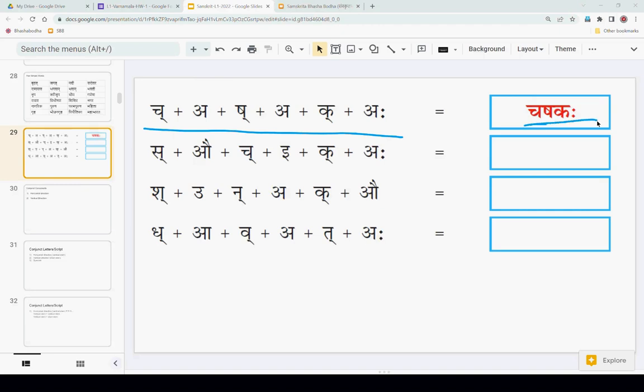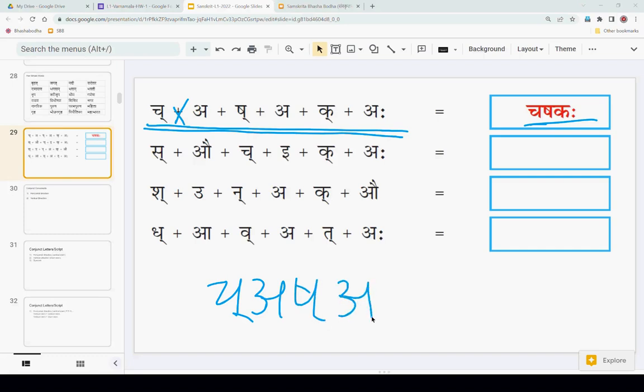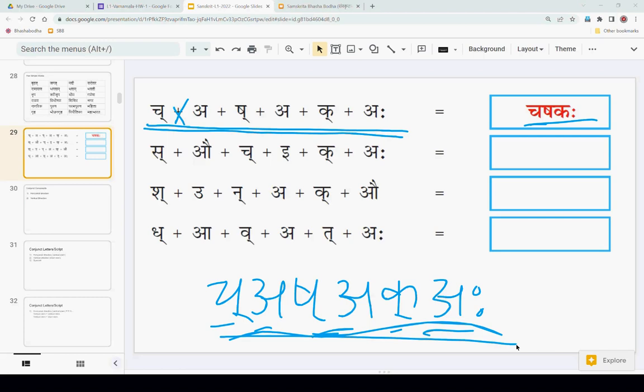Suppose instead of writing with the plus, you write continuously one after another: cha, sha, ka, and visarga. Then how do we say this? We can try to say cha, but actually cha cannot be said by itself, and a is really needed to say that. Similarly sha, ka. So these cannot be pronounced independently. Whether you write it like this or like this, this is just a lipi, the script representation, and the pronunciation will remain the same. Chashaka.